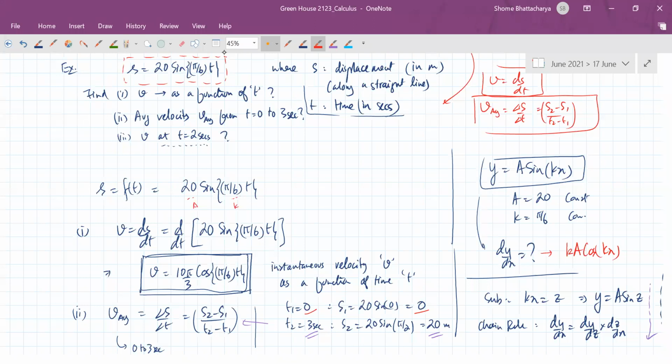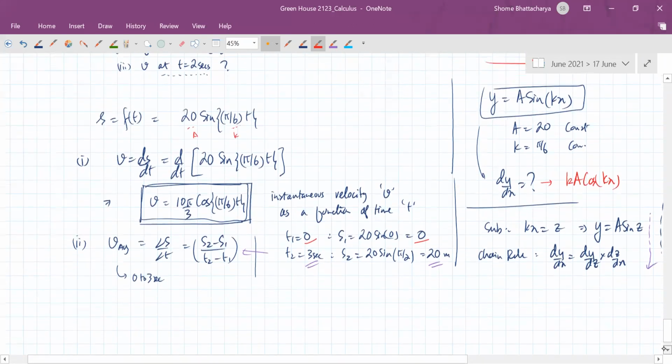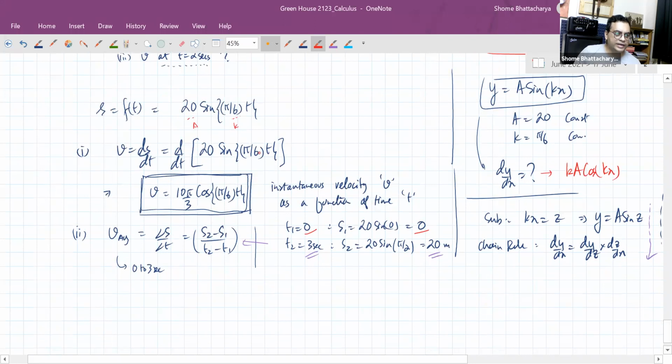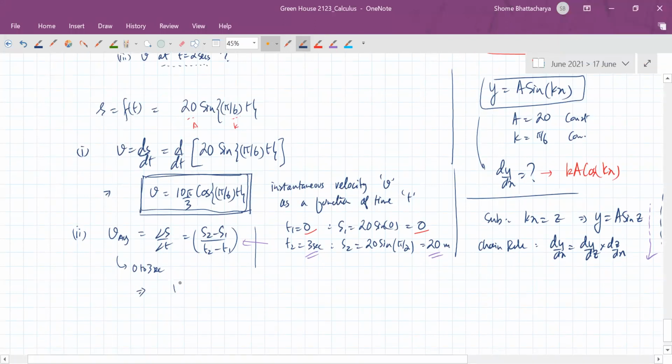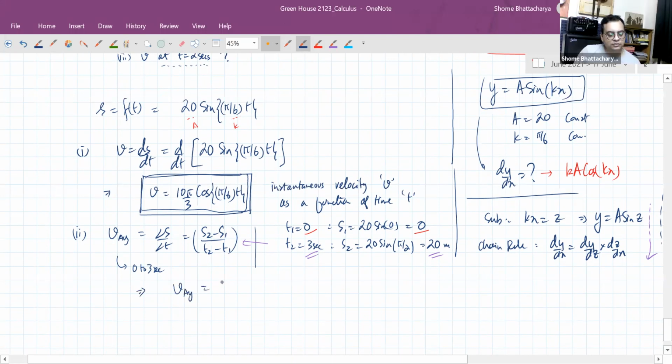So here where you wrote S2 minus S1 divided by T2 minus T1, it will be 20 minus 0 divided by 3 minus 0, right? Yes, very good. So it will be 20 by 3, or approximately 6.67. So our average velocity here will be 20 meters divided by 3 seconds, approximately 6.67 meters per second, but this is for that particular interval, 0 to 3 seconds. If I take some other interval, it will become a different value.